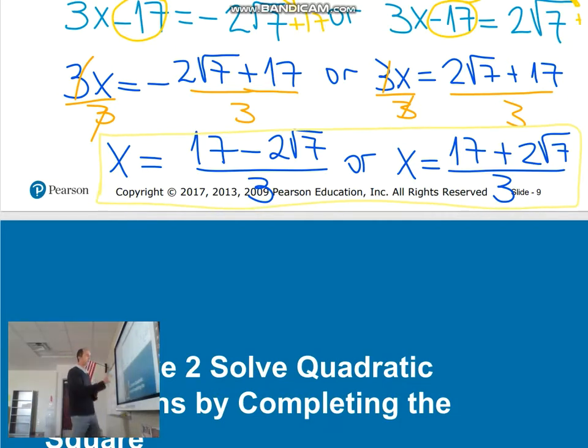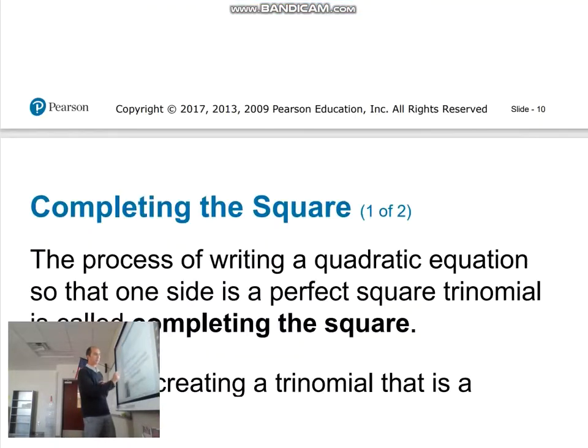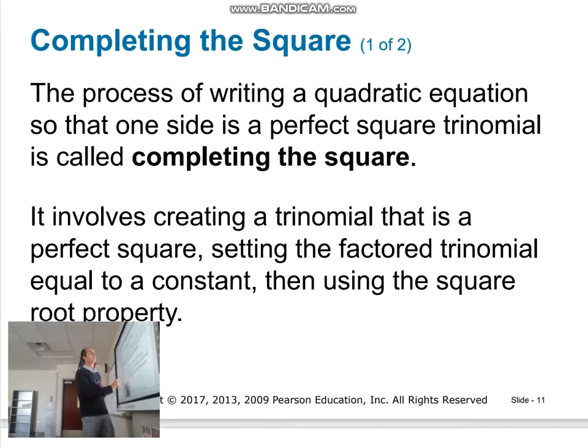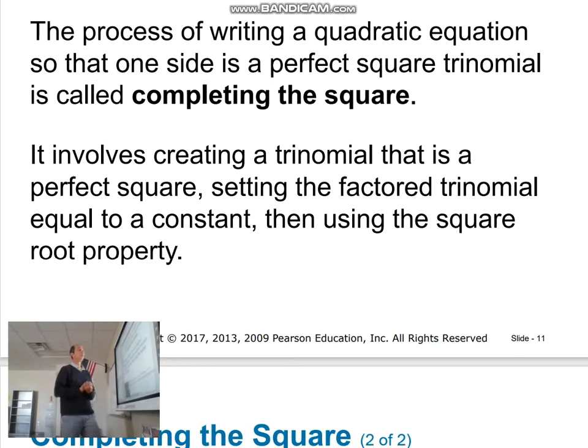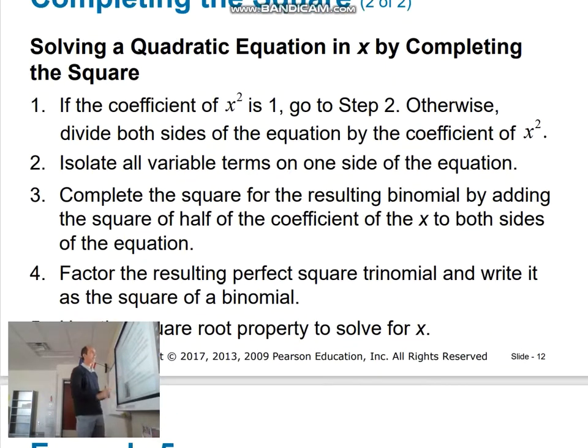Alright, now let's move to the next objective, number 2, solve quadratic equations by completing the square. It is a new method to find the solution of a quadratic equation. The process of writing a quadratic equation so that one side is a perfect square trinomial is called completing the square. It involves creating a trinomial that is a perfect square, setting the factored trinomial equal to a constant, and then using the square root property. Let's check how to do it step by step.